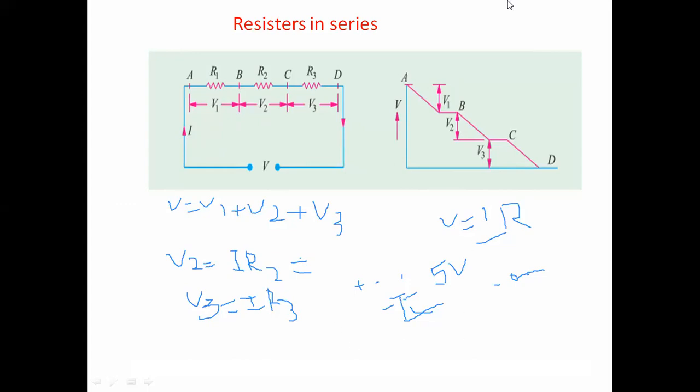Suppose we have a voltage of 15 volts, and each resistor has a resistance of 5 ohms. Then what is the current I?